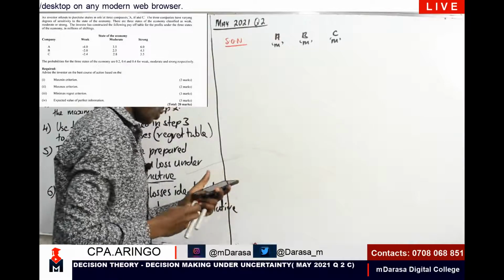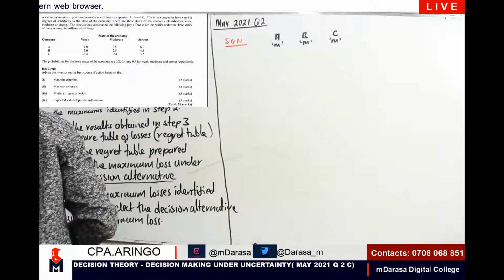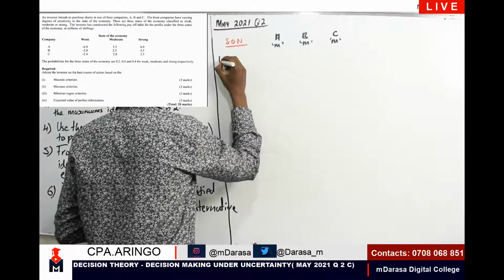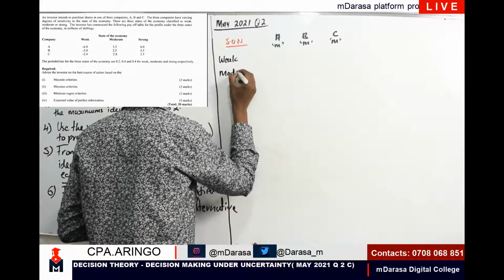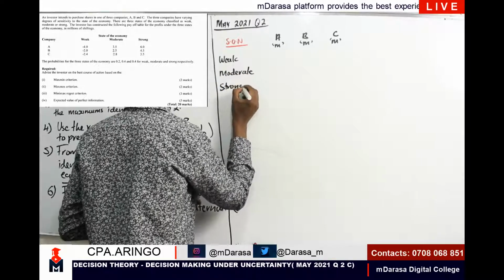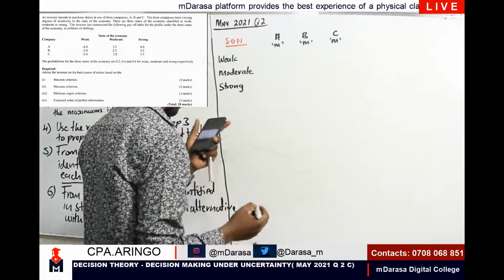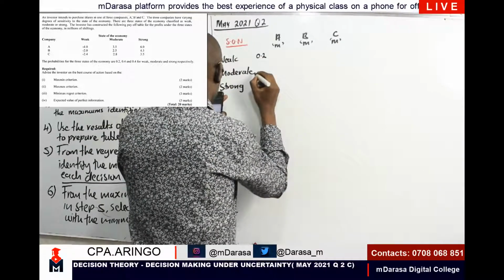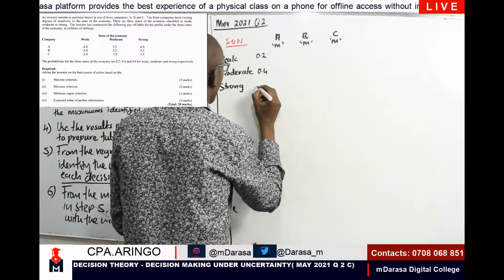Our state of nature, my good students, is weak, moderate, and strong. Probabilities: we are not going to use them here, but let us just note them. For the state of nature which is weak, I'm given 0.2; for moderate, 0.4; and for strong, 0.4 respectively.